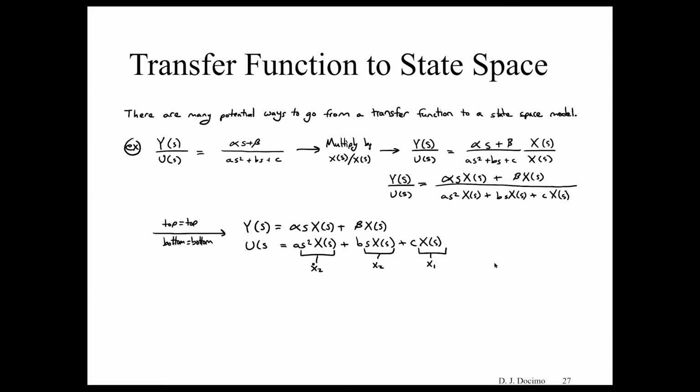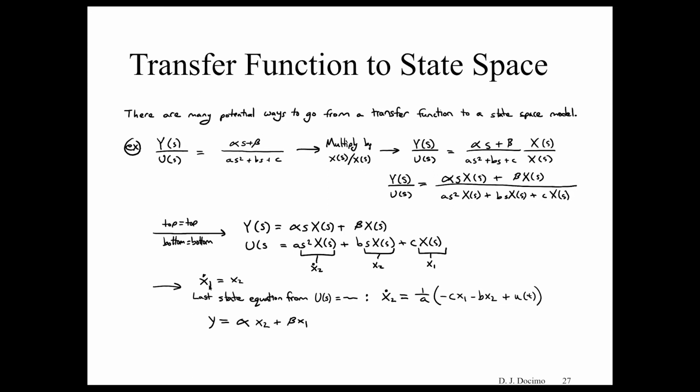And now we know that x1 dot will be equal to x2, just because x of s is x1, and s times x of s, which is the derivative of this, is x2. Then our last equation right here, we can solve for x2 dot to figure out that x2 dot is equal to 1 over a, so we divide by this a term here, times the negative of all these terms here plus our input, and we just put that in the time domain form now.